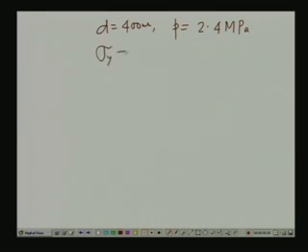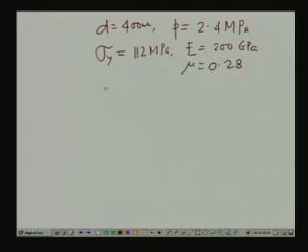Now, the diameter of the tank given is 400 millimeter, the pressure inside is equal to 2.4 MPa. The stress limitation, the maximum tensile stress that can be applied on the vessel, is equal to 112 MPa. The value of E given is 200 GPa. Mu is given as 0.28, and it is also stated that the strain limitation is 1000 times 10 to the power minus 6.